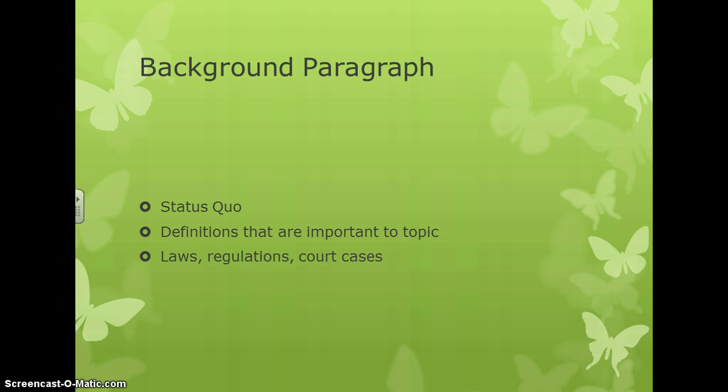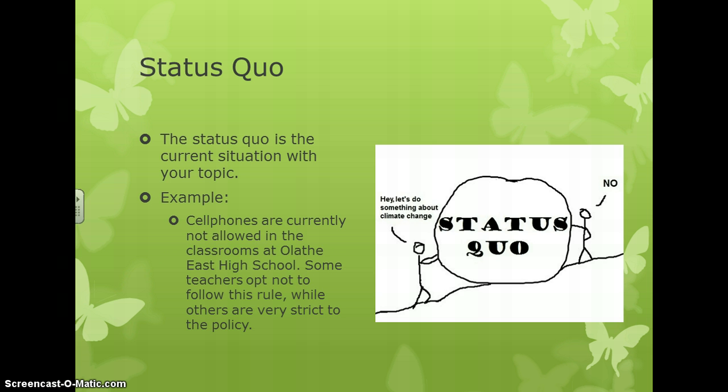aren't necessarily general. They might be a definition that in a way that you define electronic device, the way you define appropriate use, and that might vary from reader to reader. So you want to specify the definitions that you use in your paper, words that are reoccurring, key terms that you use, and define what you believe they mean. Then finally, you have laws, regulations, or court cases that might be important to your topic.